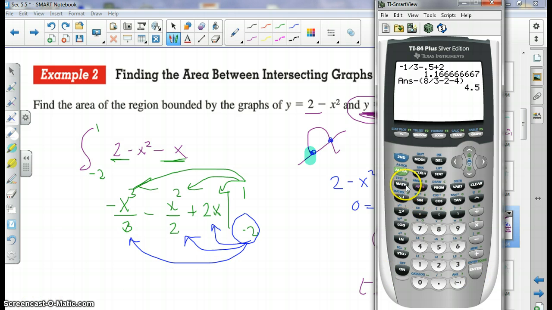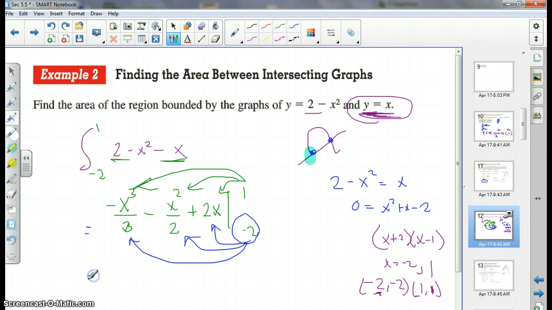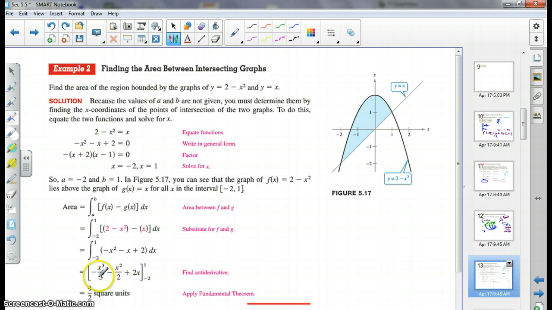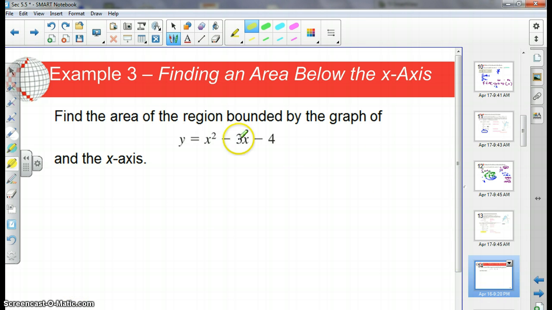If that was a long stringy decimal, I would hit math, enter, and try to convert that to a nice fraction. But 4.5 or 9/2, either way is working for me. Since the last problem was in fraction form, I'll go fraction form here. And the author did 9/2 as well.